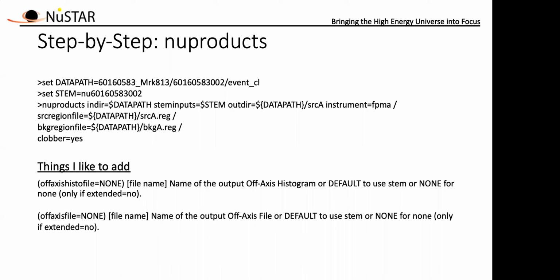So here's an example. This is the minimum input you need to run nuproducts. There are a couple of things that I like to add, and that is the off-axis histogram file. That file, as a function of time, will tell you how far off-axis you were. It's useful sometimes if something strange is happening to the source: you can look at that file and understand if you were very far off axis or very close. So it's a useful file to have.